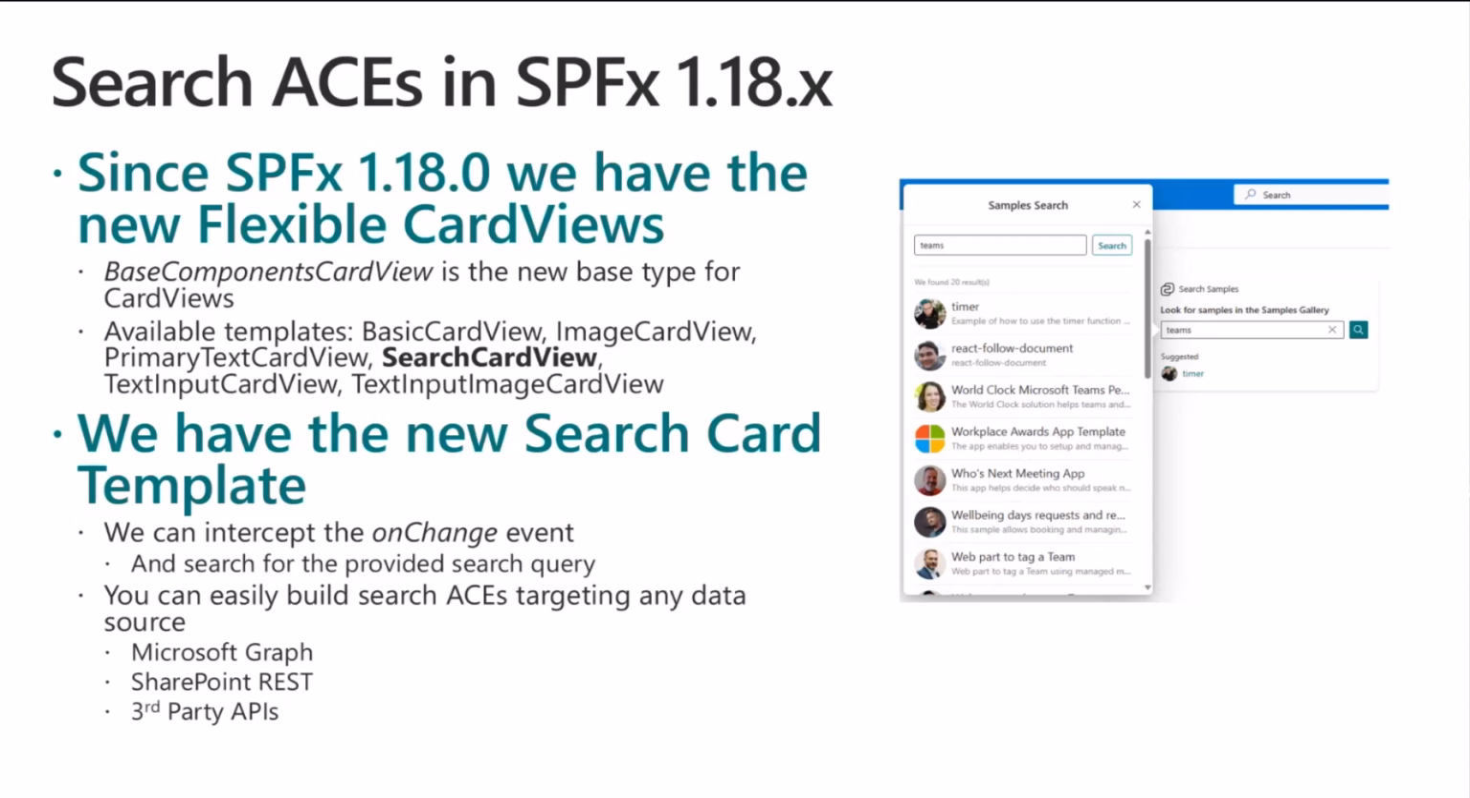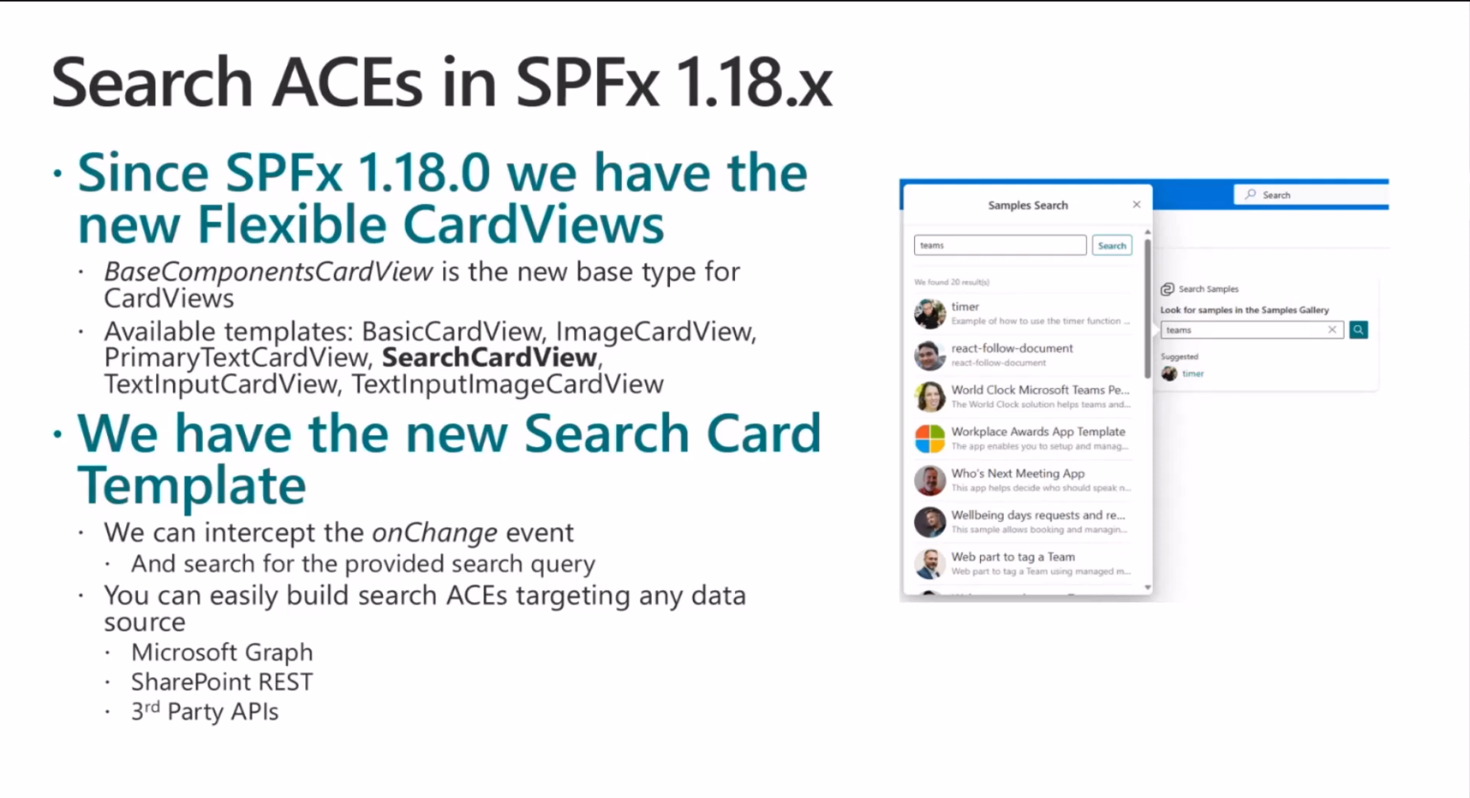Focusing on the search card view, it is based on a text box and a button to trigger a search query. There is an onChange event that we can subscribe to in order to get notified when the user clicks on the search button, and we can get the search query to execute our actual search against any kind of backend API or repository that we want to query. It can be Microsoft, SharePoint REST, or any third-party APIs.